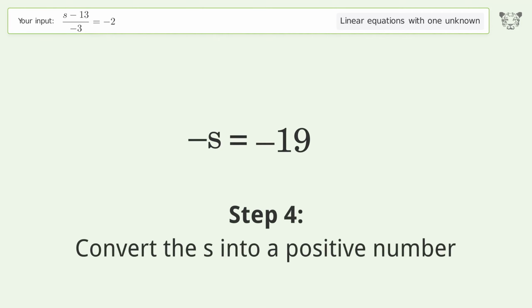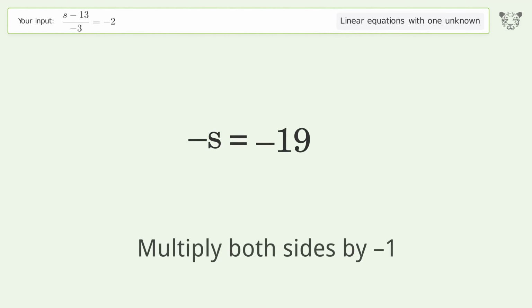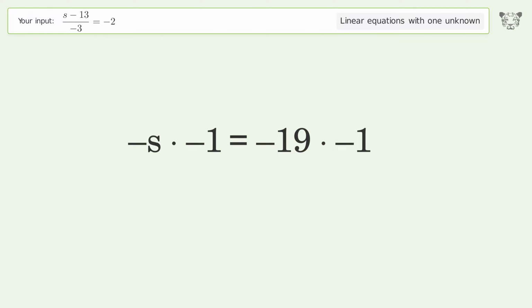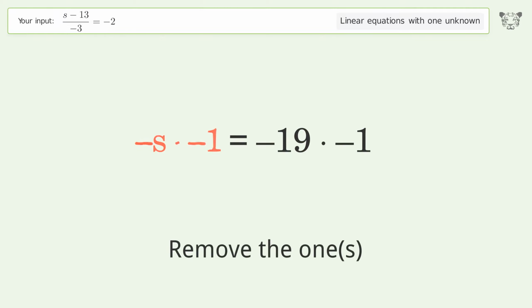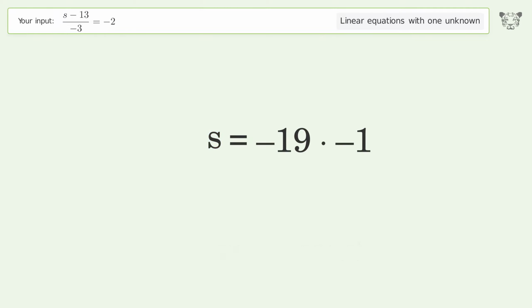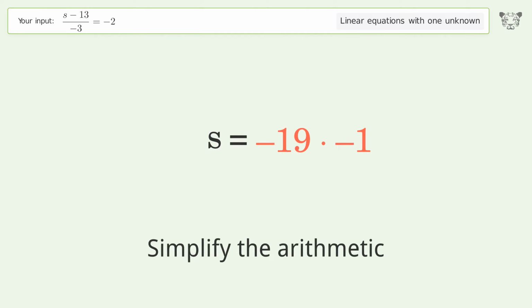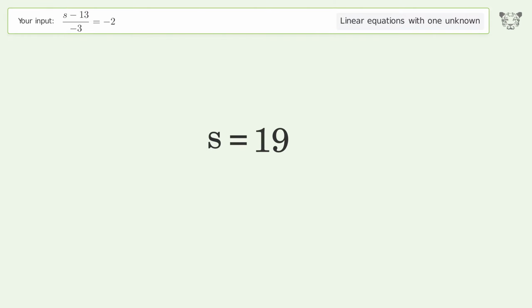Convert the s into a positive number. Multiply both sides by -1. Remove the ones. Simplify the arithmetic. And so the final result is s equals 19.